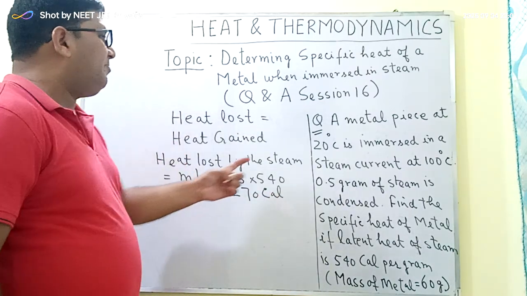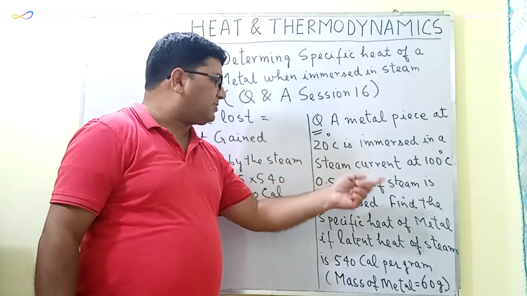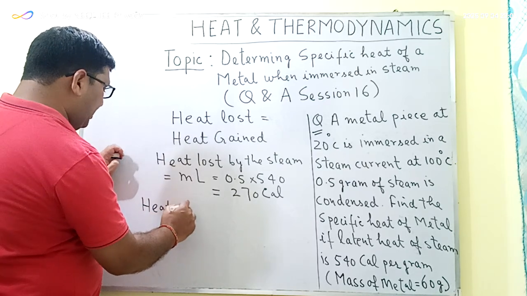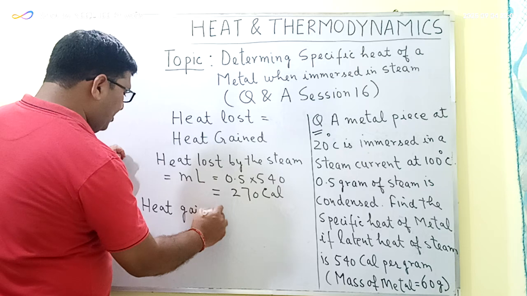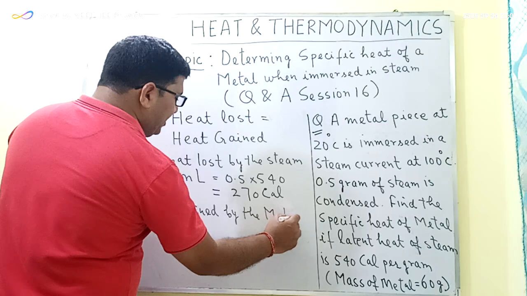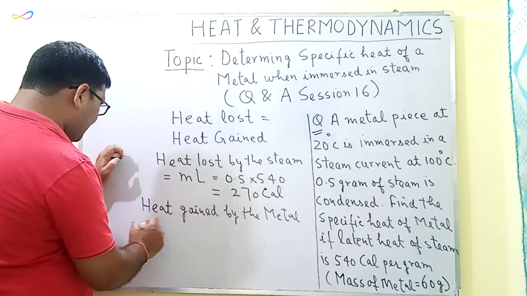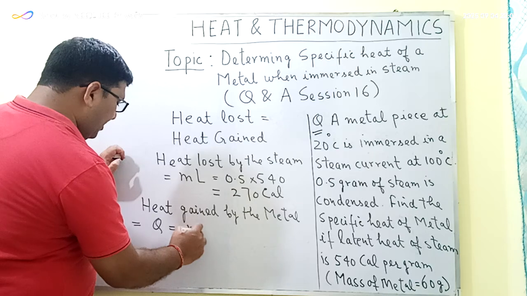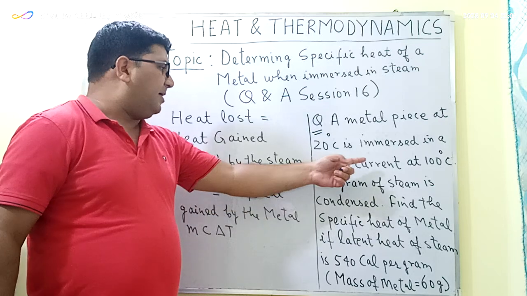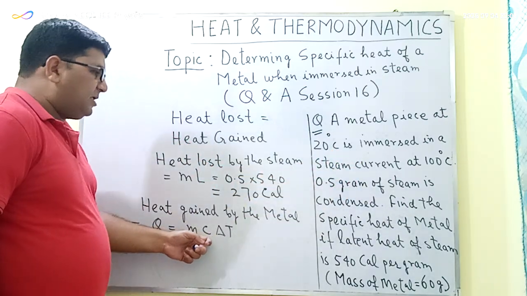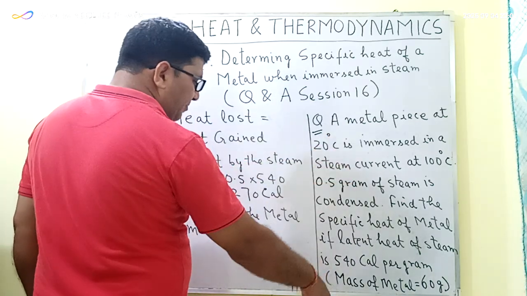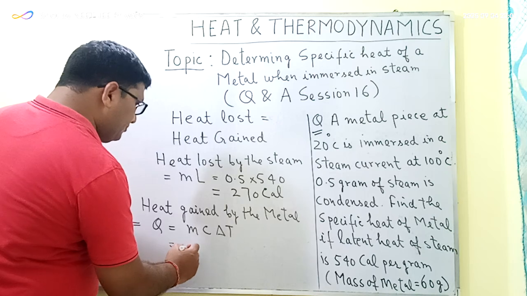Now the heat gained by the metal piece when its temperature rises from 20 degrees centigrade to 100 degrees centigrade, say it is Q. This will be equal to M C delta T, where delta T will be equal to 100 minus 20 and C is the specific heat of this metal and M is the mass of this metal piece, which is equal to 60 gram.